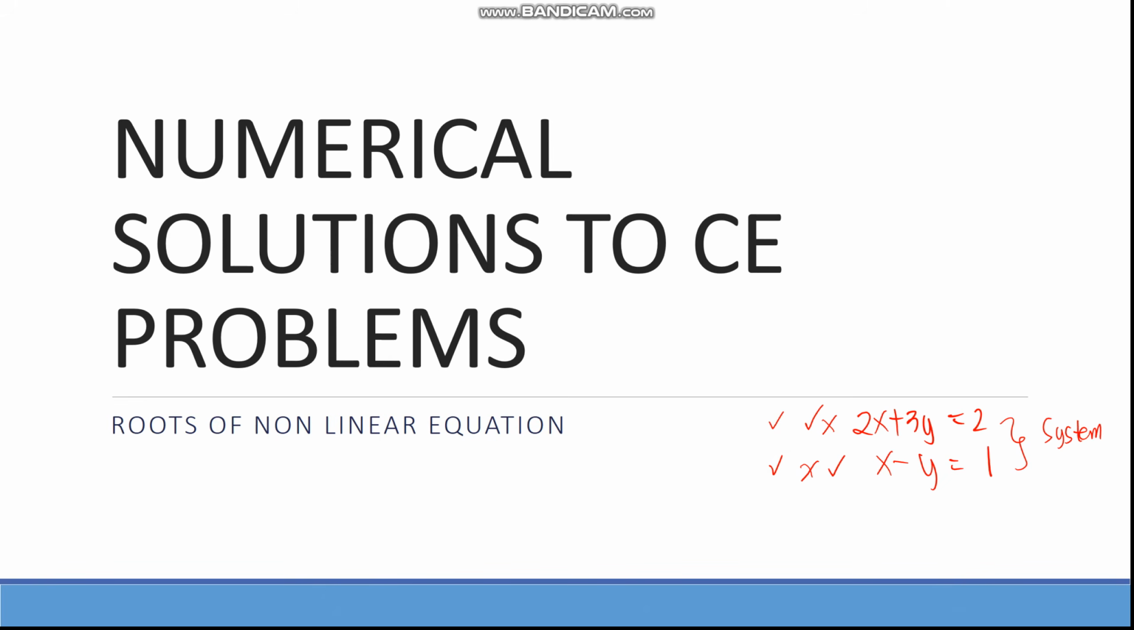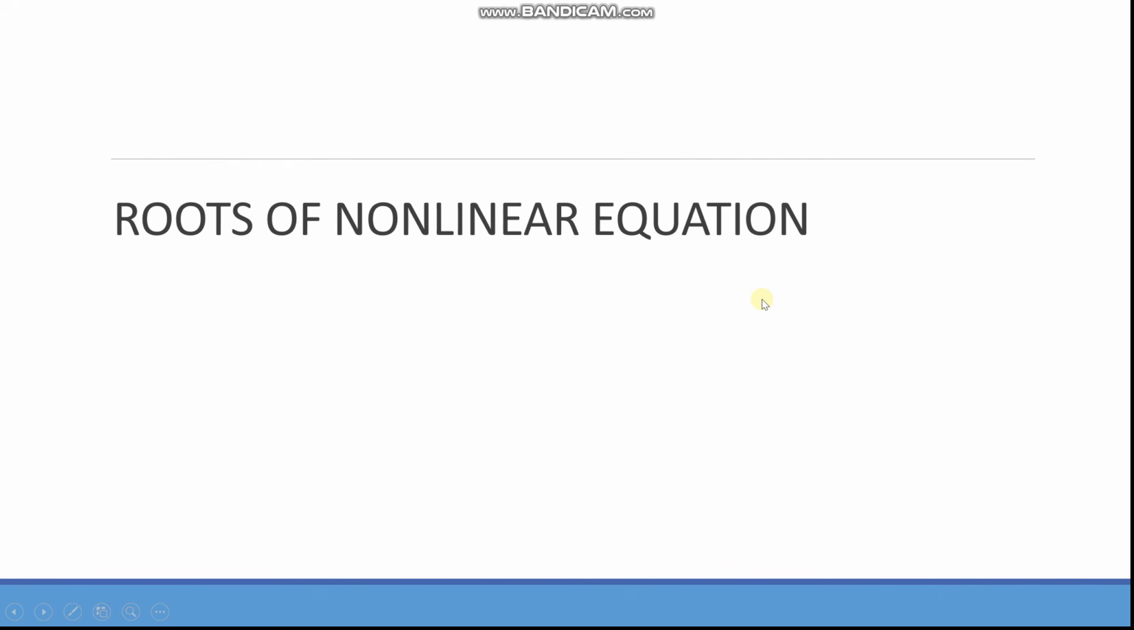Now we are already done with the system of linear equations, and we are now on the roots of nonlinear equations. When the equation is not linear, it means that the equation will not form a line but a curve. So we are expecting here a second order equation, quadratic equations or more. So let's begin our calculations on how we're going to determine the roots of nonlinear equations.